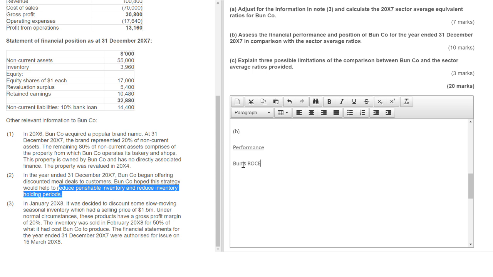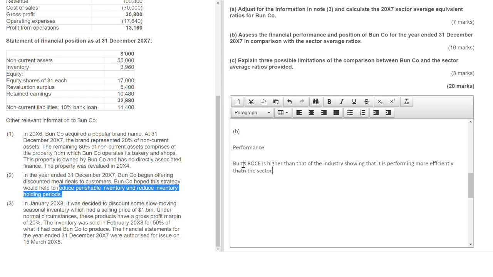So Bun's return on capital employed is higher than that of the industry, showing that it is performing more efficiently than the sector. Okay. Now remember, return on capital employed takes account of your equity.